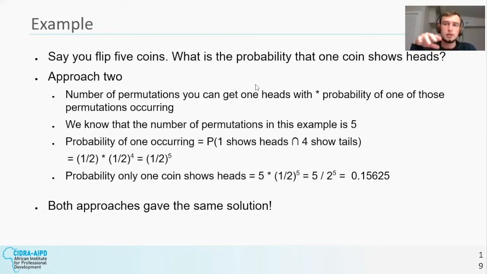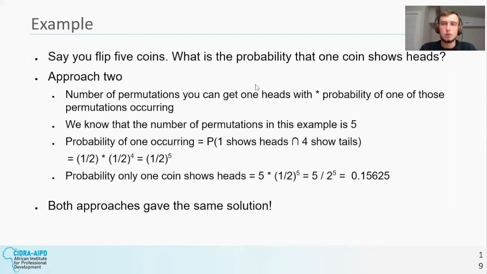Take one specific one, like the probability of getting heads, tails, tails, tails, tails specifically. In order to get that, you need to flip a heads on the first and tails everywhere else. The probability of heads on the first is going to be 1/2, and the probability of tails on the next one is going to be 1/2. The probability of tails on the third one is going to be 1/2, so on and so forth. So the probability of the first one showing heads and the rest showing tails is going to be 1/2 to the 5th. And there are 5 of these one-heads scenarios.